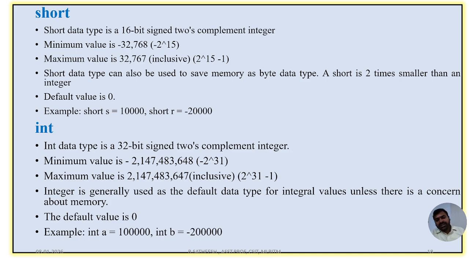Integer is 4 bytes, 32-bit 2's complement. Minimum range is minus 2 power 31. Maximum range is 2 power 31 minus 1. Okay. So basically, everyone generally uses this data type. If you're not concerned about the memory, then you can use the integer data type. And the default value is 0 as well. For example, A equal to 1 lakh and B equal to minus 2 lakhs. Both are under the range, so it is valid. So here you just count the digits. 10 digits are there in integer.